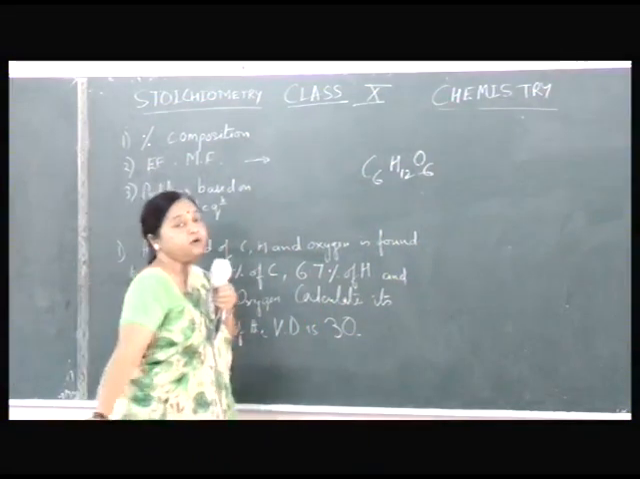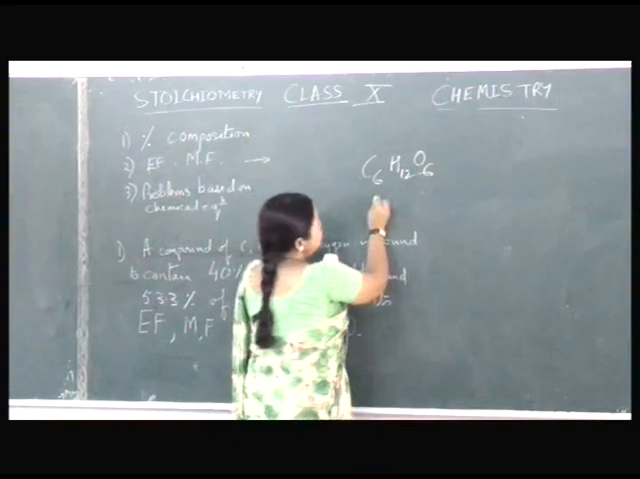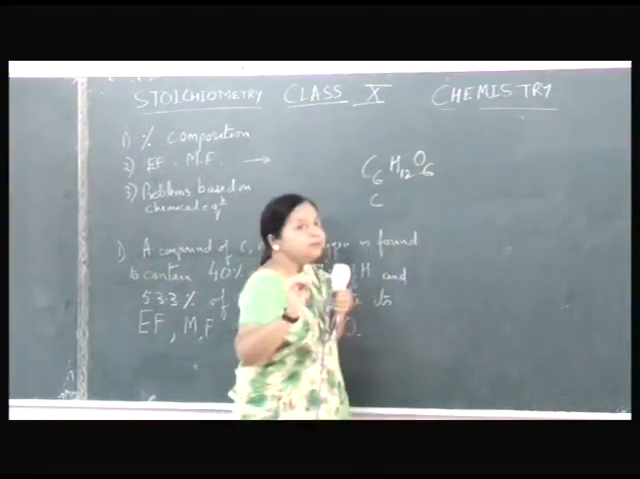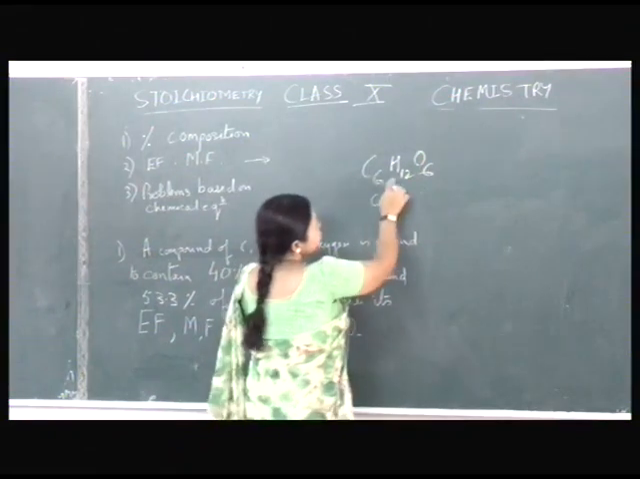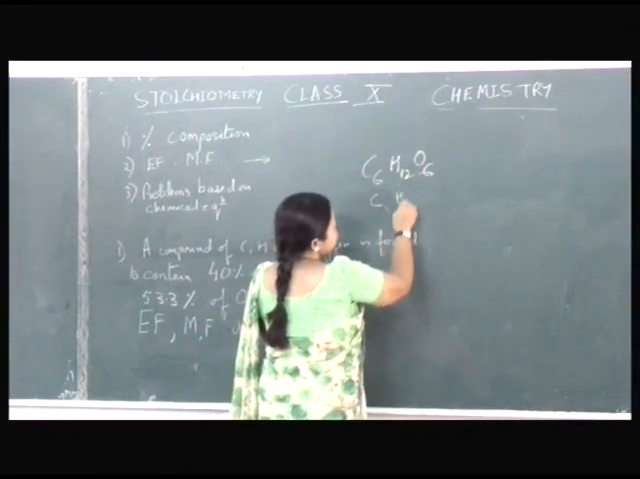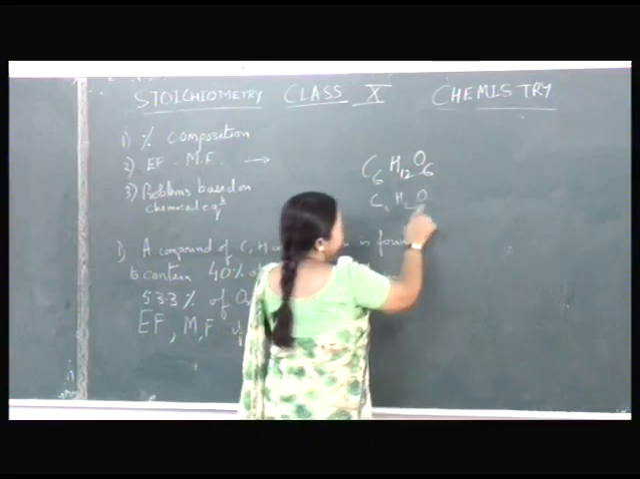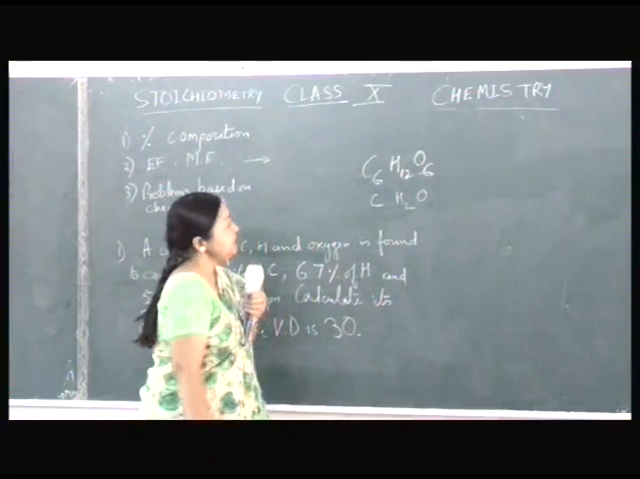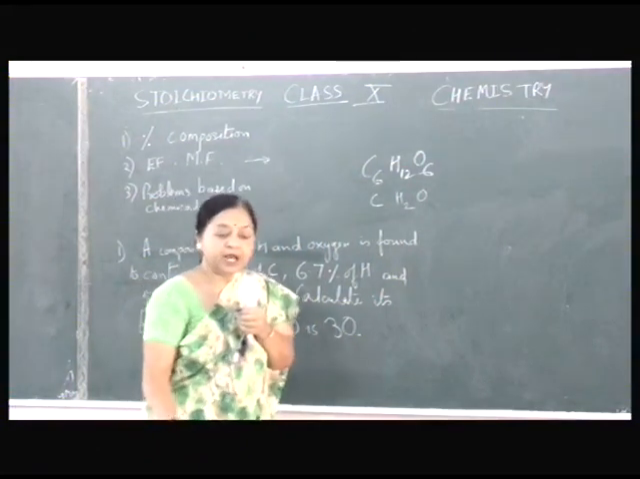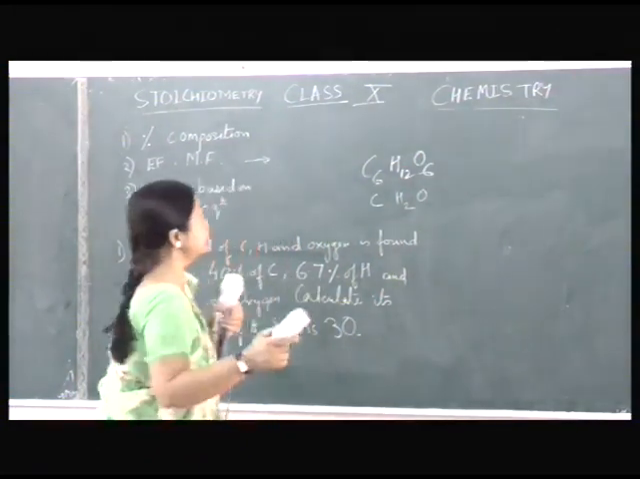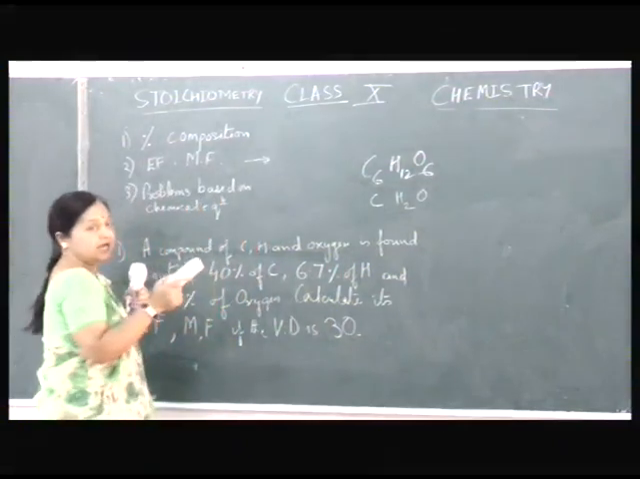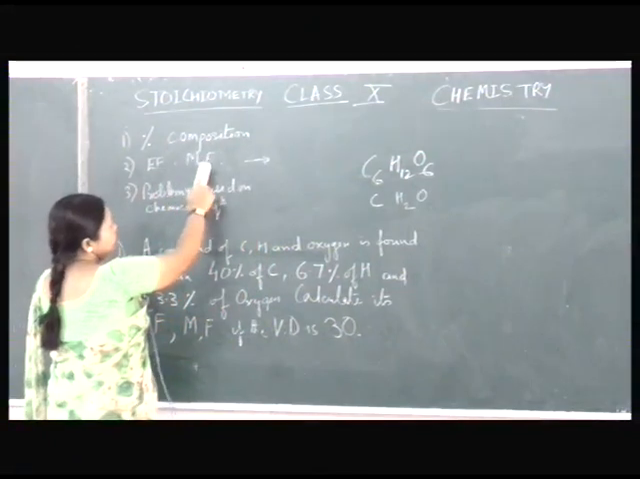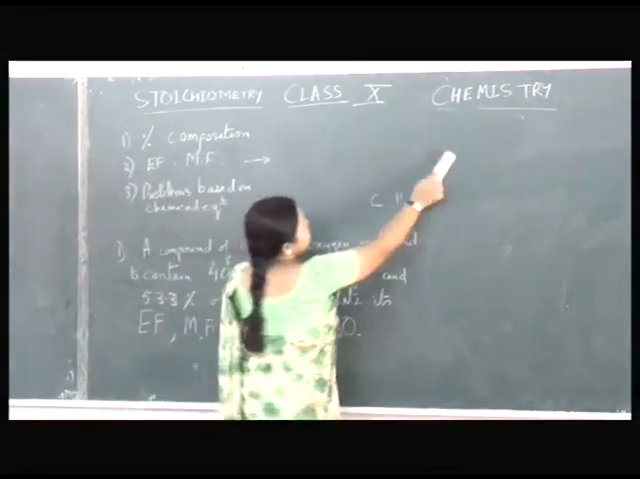An empirical formula gives you the ratio of these atoms in the simplest ratio. That is, this will be C1, H2 and O1. So 1 we don't write. What will be the empirical formula of glucose? CH2O. Now what is new in this class is how will you calculate the empirical formula and then the molecular formula from the percentage composition.